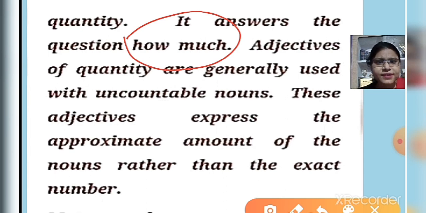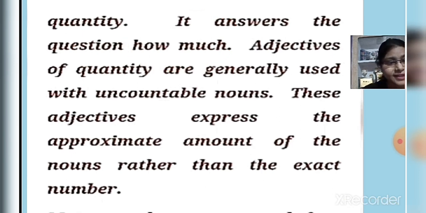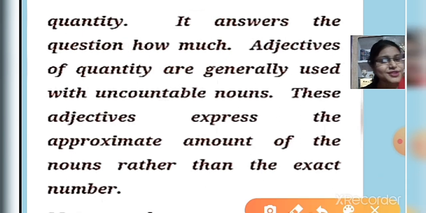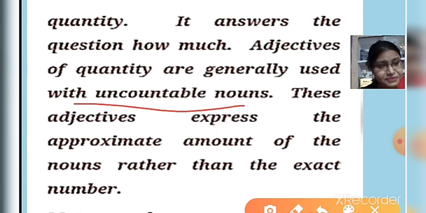Okay, adjective of quantity is generally used with uncountable nouns. Yes, children, that is the major difference between these two, adjective of number and adjective of quantity. Adjective of number is always used with a countable noun, the noun that can be counted. With that we can use adjective of number. But here it says that adjective of quantity is generally used with uncountable nouns. That is the major difference between these two.